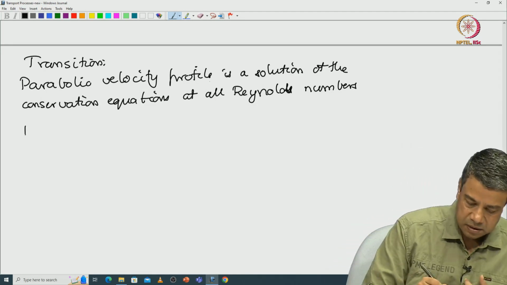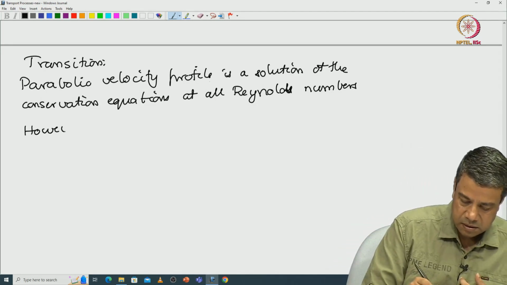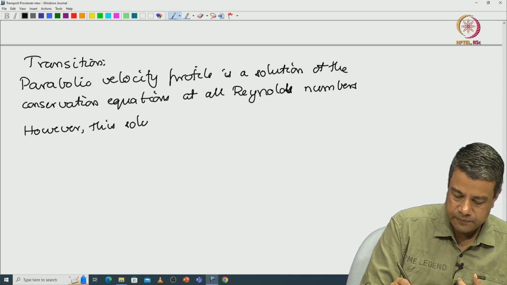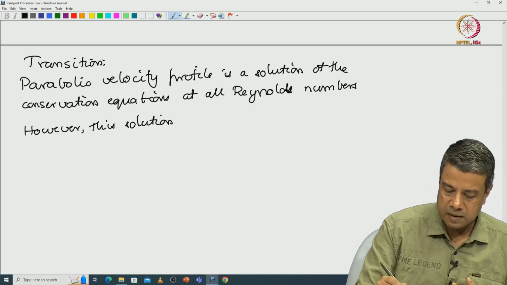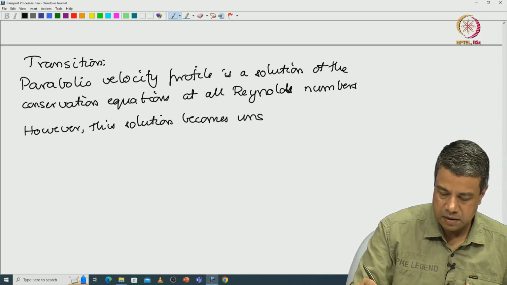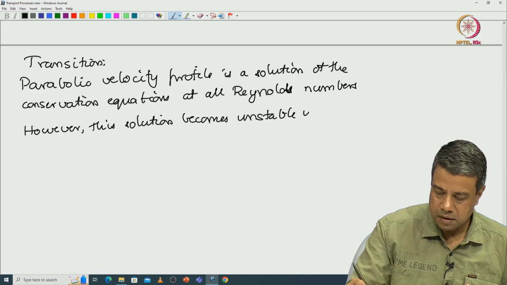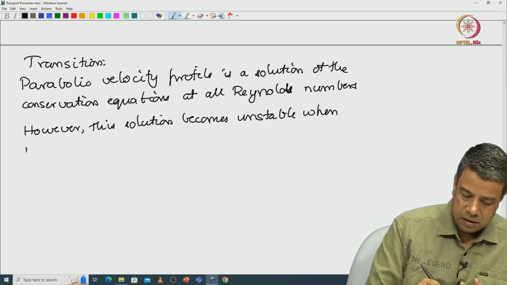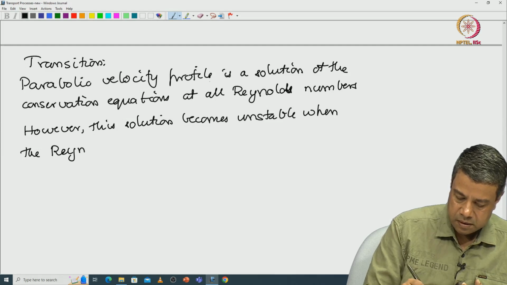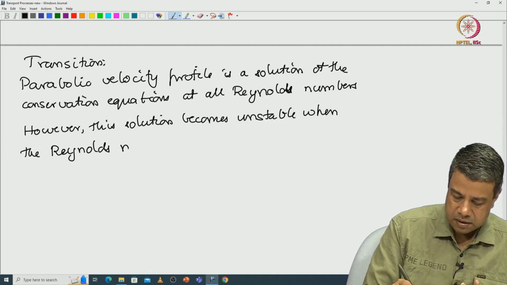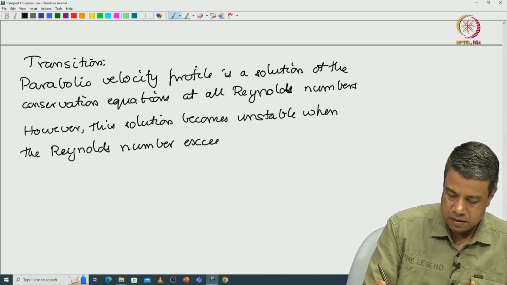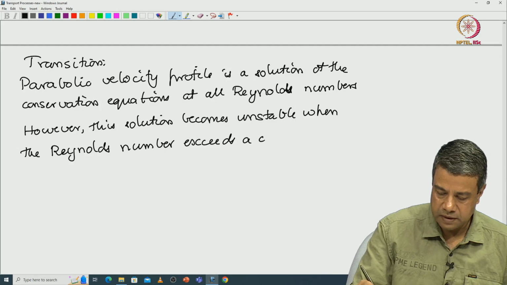However, this solution becomes unstable when the Reynolds number exceeds a critical value.